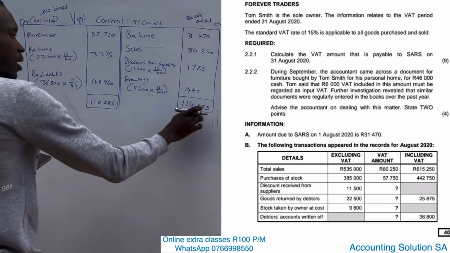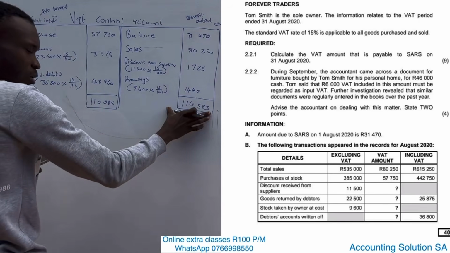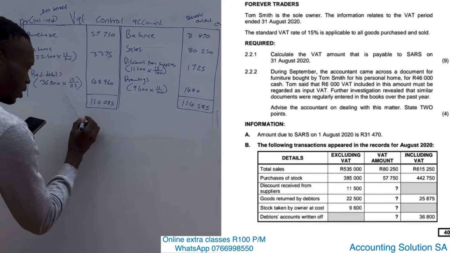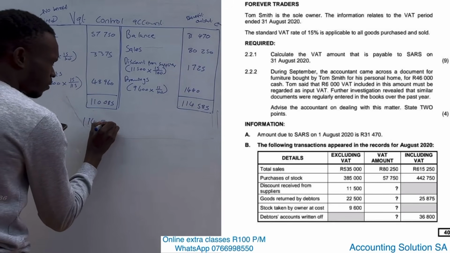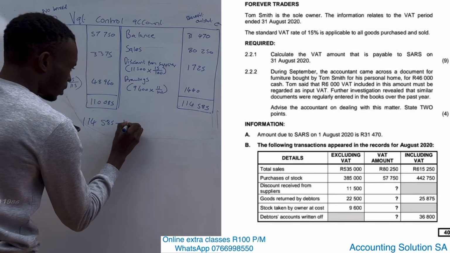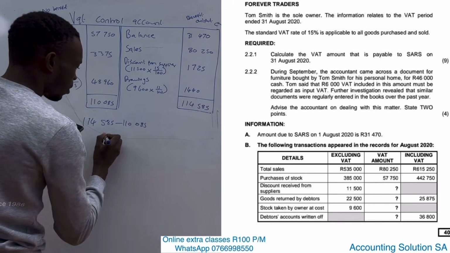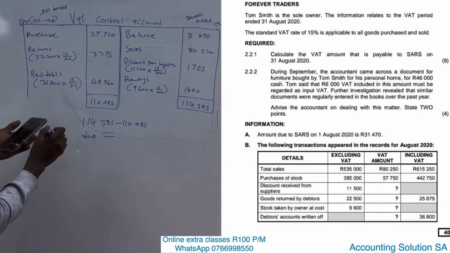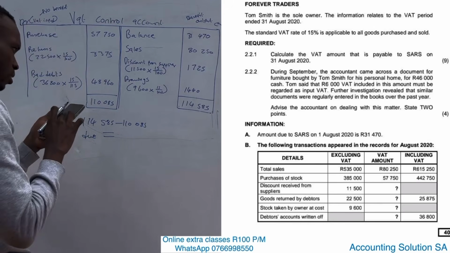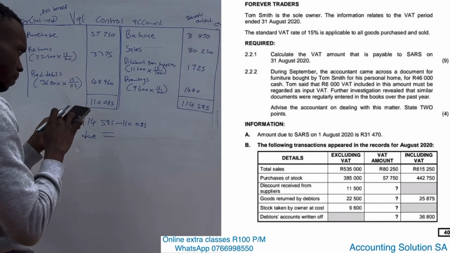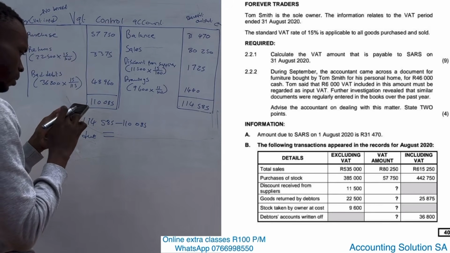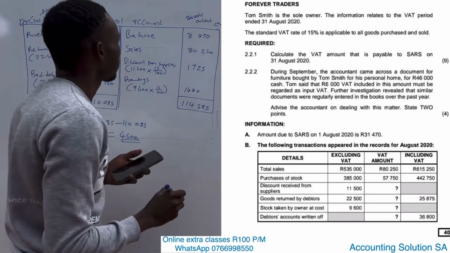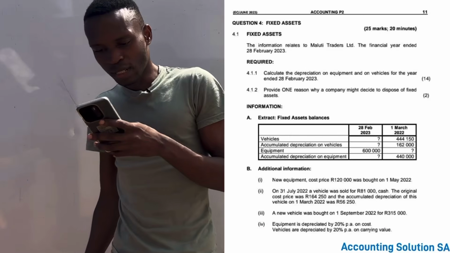This side is higher, which means that this is what we owe SARS. This is what we are going to claim. Obviously now, when we subtract these two, 114,585 minus 110,085, we are going to owe SARS, due to SARS, which is going to give us 4,500. We owe SARS 4,500.